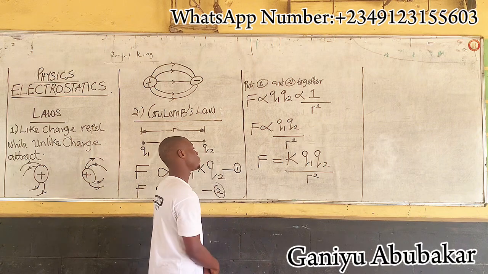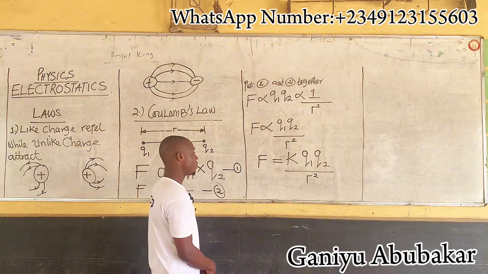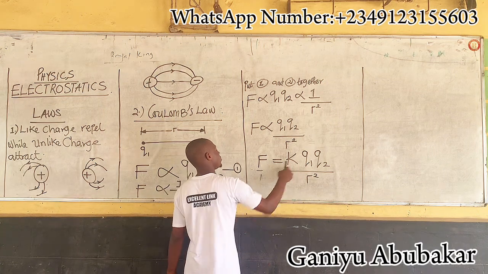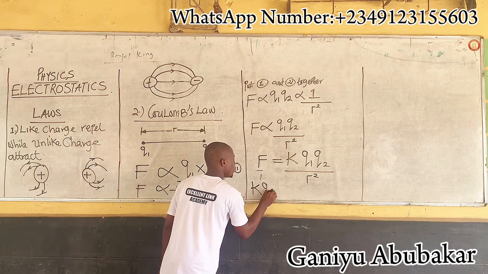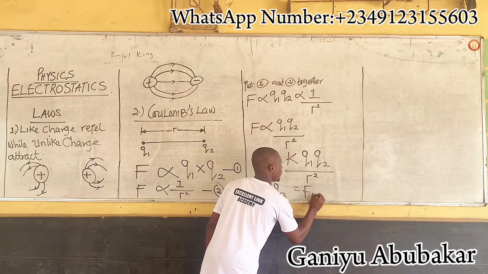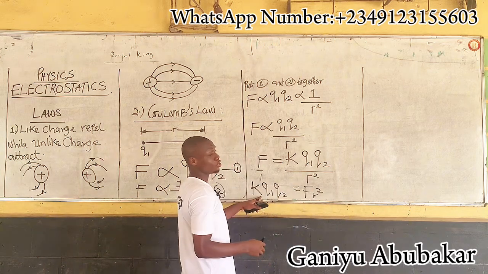So I have this, right? From here, let's try to make K the subject. If I make K the subject, I'll multiply over 1 here. 1 times this, I'll have K Q1 Q2 equal to F R squared. I want to make K the subject here.